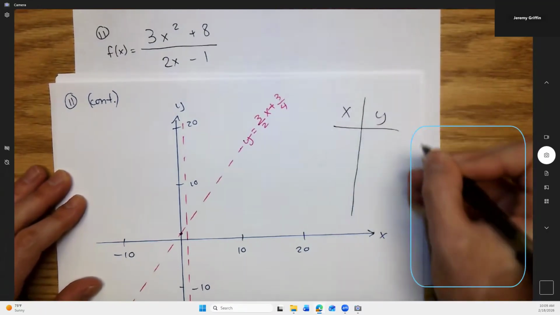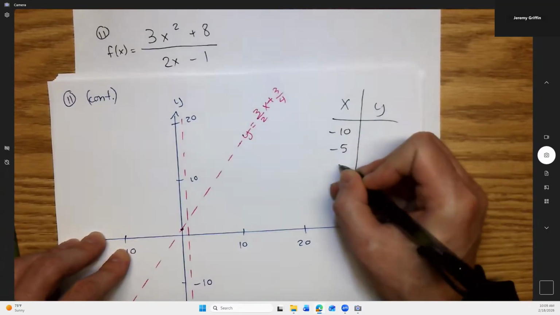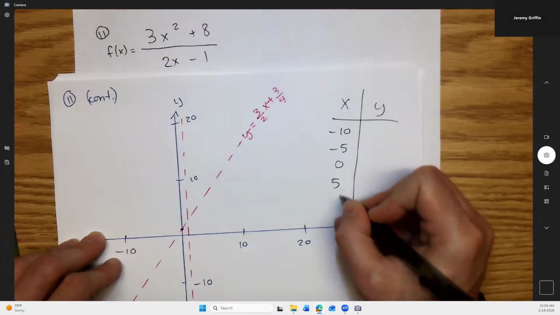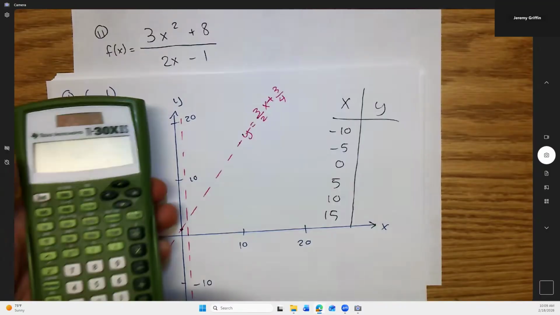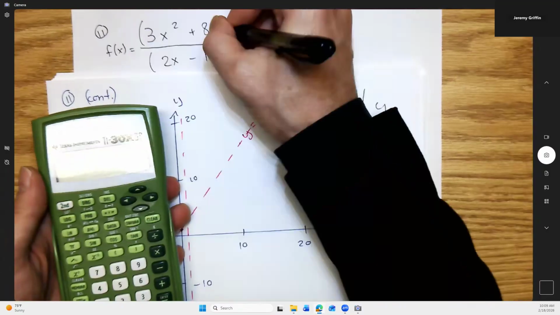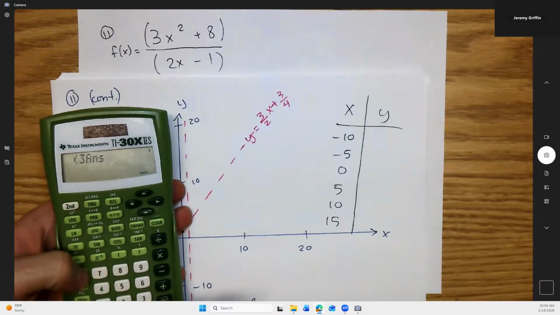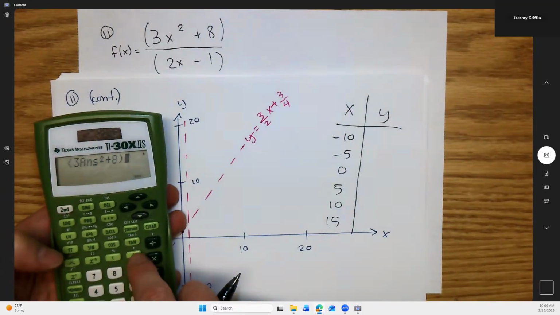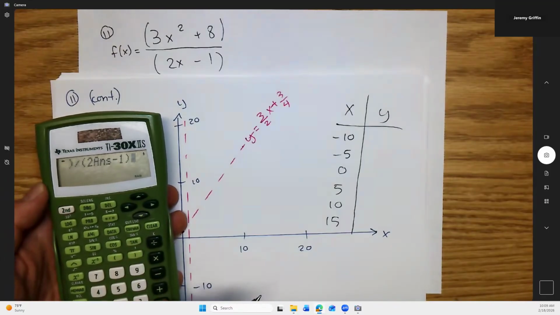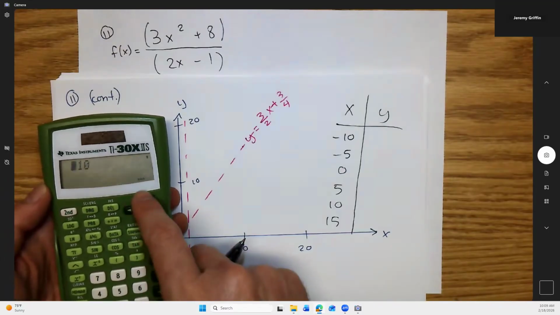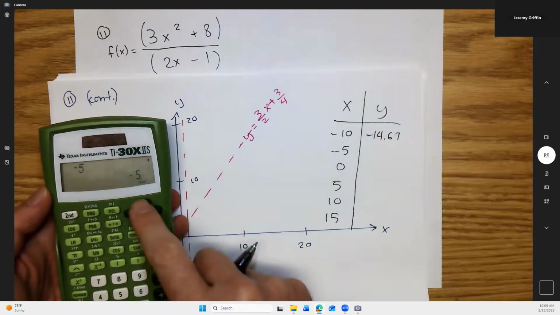XY, plot some points. How about -10, -5, 0, 5, 10, 15. All right, see where that gets us. Okay, so in your calculator, let's do open parenthesis, 3 times the answer squared plus 8, close parenthesis, divided by open parenthesis, 2 times the answer minus 1, close parenthesis. All right, then I can plug in -10. This tells me -14.67.